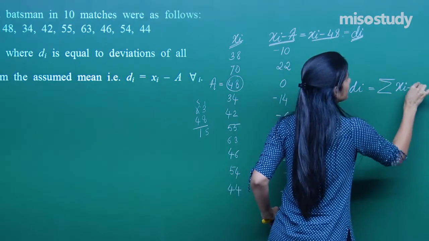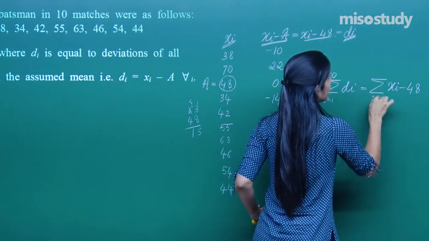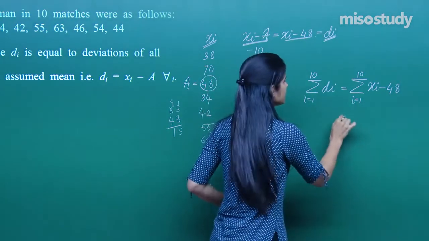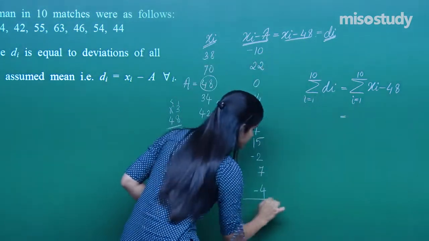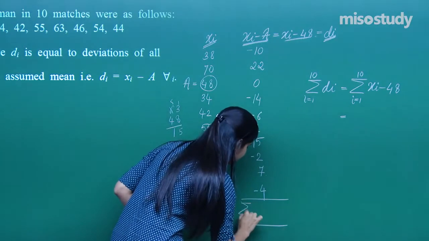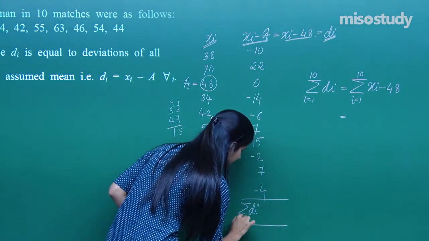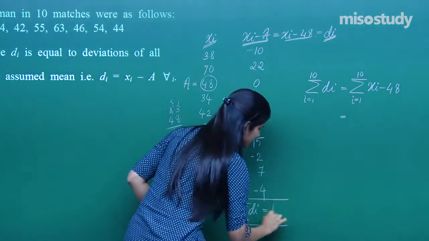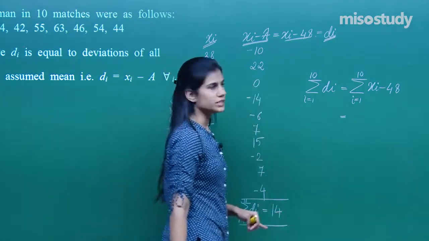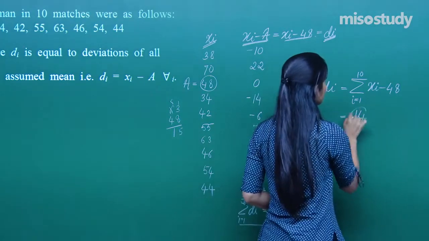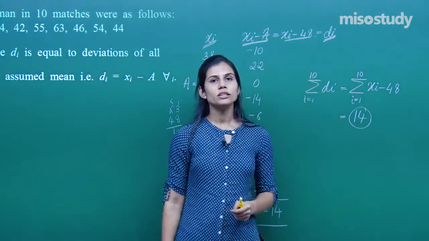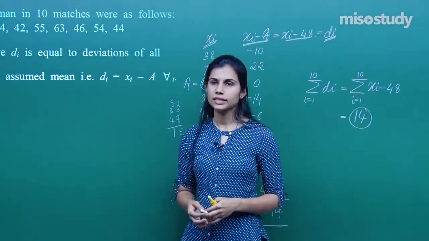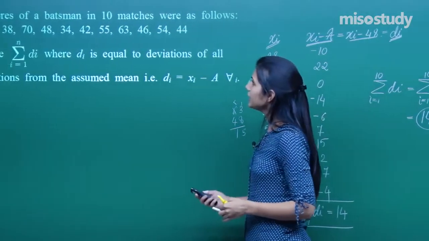That means I am interested in evaluating this. What is this? This is the sum that you obtain when you add all of these. Right at the end you can write this summation di, i running from 1 to 10, and when you evaluate this sum, it comes out to be 14. So your answer is actually 14. The sum of all deviations of individual observations from the assumed mean is coming out to be 14. Clear? Which we are denoting by di.